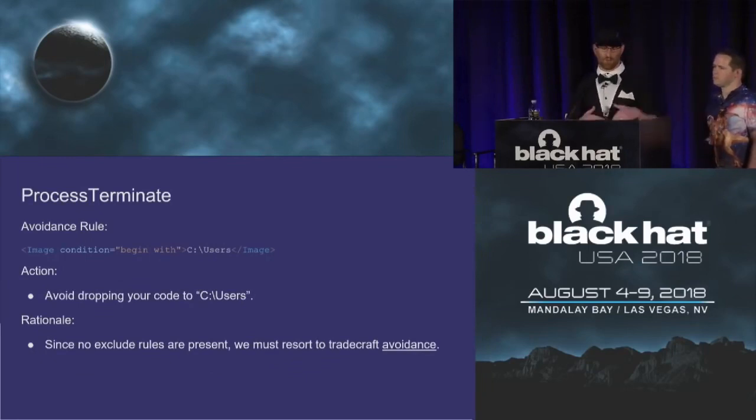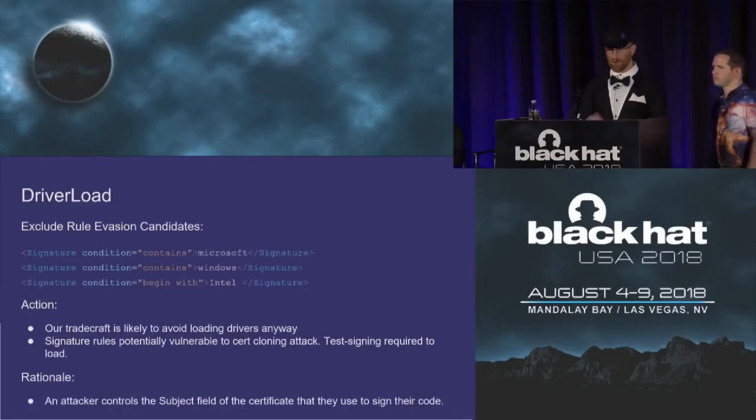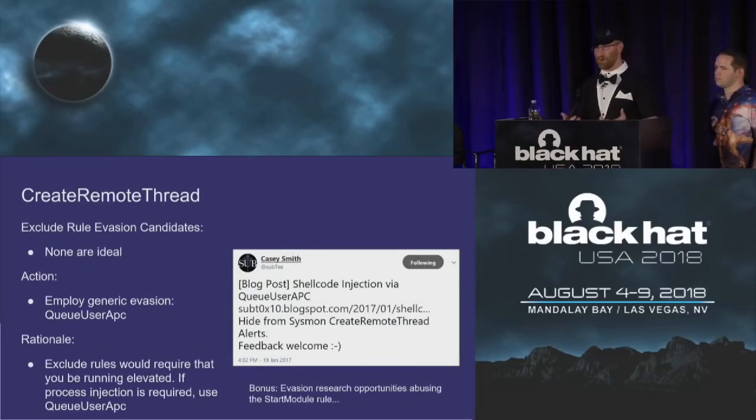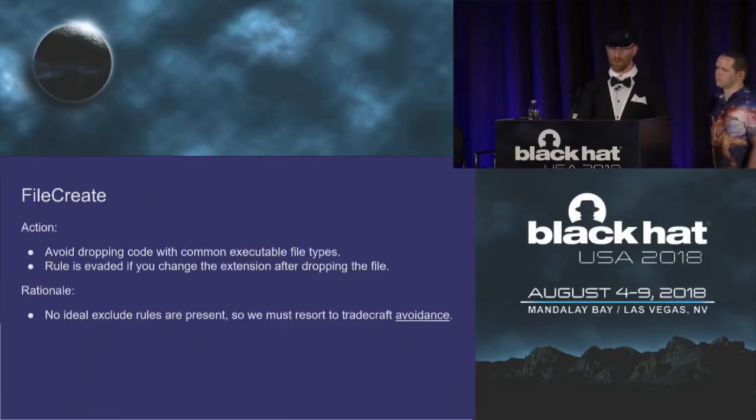And one of the more obvious ones in this case was we'd want to avoid starting a process and terminating it within a path of C:\Users. Now, driver loads aren't entirely relevant, like in our scenario where we may not even want to drop drivers, but there's still some evasion opportunities, assuming that we could load test-signed code. Now, create remote thread, I haven't tested this recently, but Casey posted a while ago that there is a generic evasion for create remote thread if you use the QueueUserAPC API.